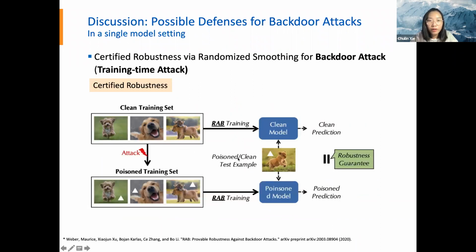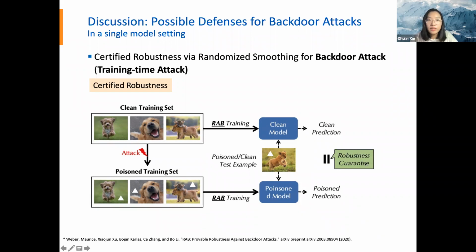And what is certified robustness in this case? Given the clean training set, after RAB training, which smooths over the training data set and generates n models, we get a smooth clean model. Given the poisoned training data set, after RAB training, we get a smooth poisoned model. For a test example, no matter whether it is clean or poisoned, the output of the smooth clean model is a clean prediction. The output of the smooth poisoned model is a poison prediction. The poison prediction will be consistent with the clean prediction as long as the sum of the L2 norm of all the backdoor training data is under a certain radius.